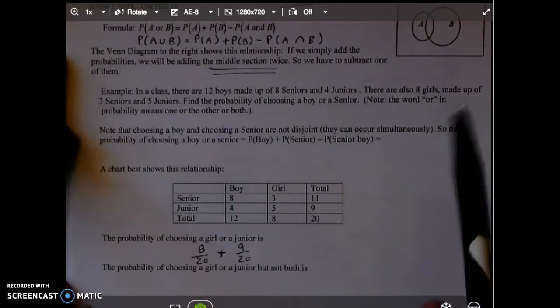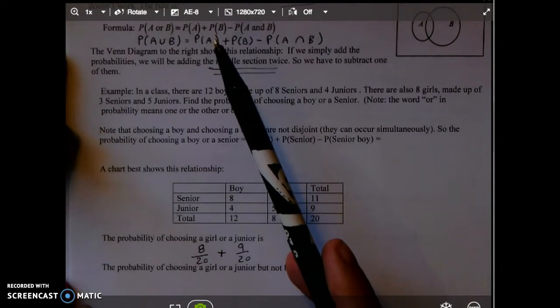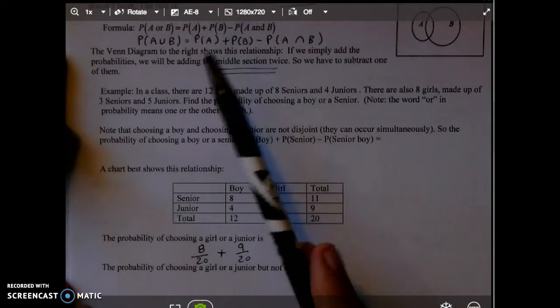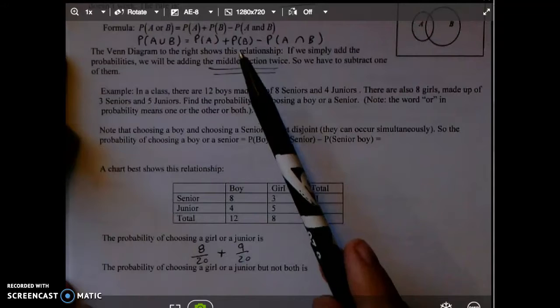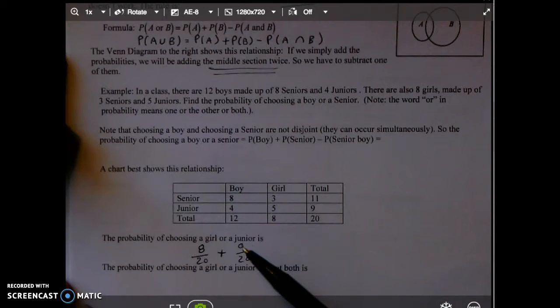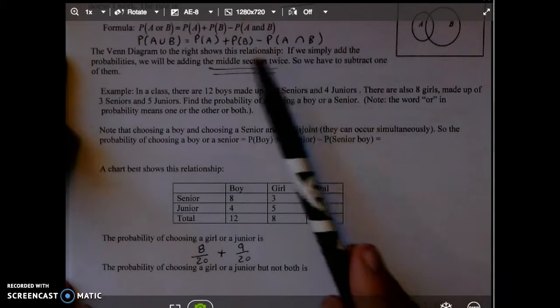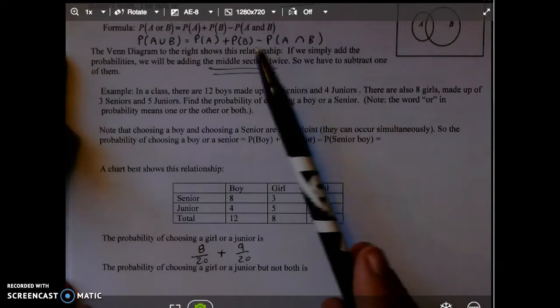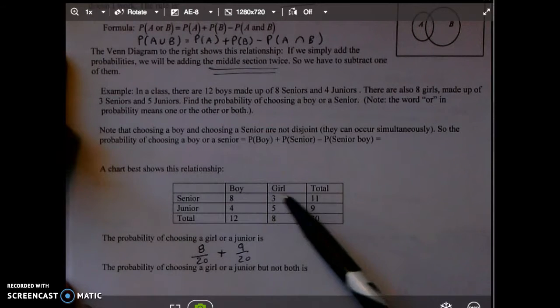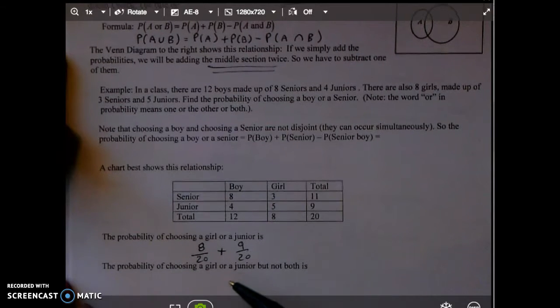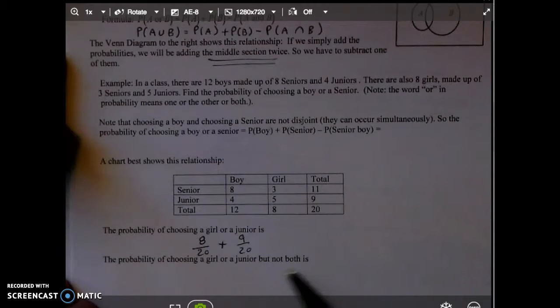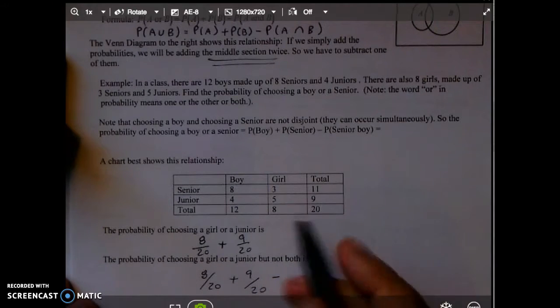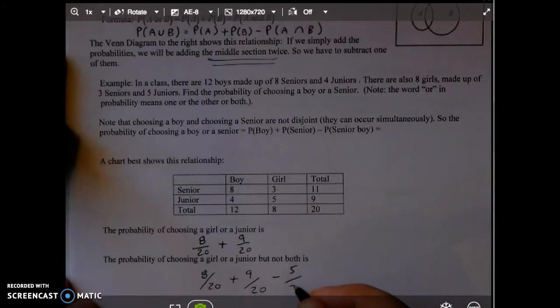So going by the formula here, the probability that I'm a girl is event A, 8 out of 20. Probability that I'm a junior is 9 out of 20. So we did that. But now, because we've got overlapping events, we've got to make sure we do this part. We've got to subtract out if I'm a girl and a junior. And so that's what they're talking about here. But not both, right? So I've got 8 out of 20 plus 9 out of 20 minus 5 out of 20.